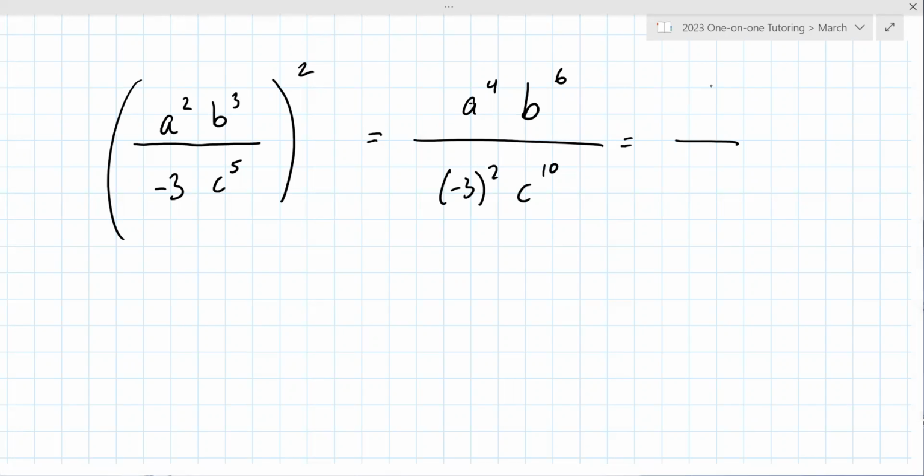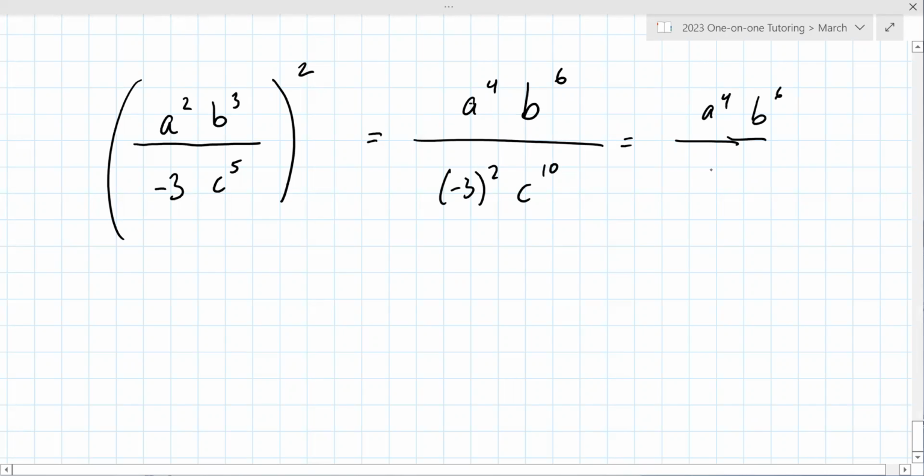Okay, so then it would be a to the 4th power, b to the 6th power, then 9, and then c to the 10th power. Very good. All right, let's do one more before we switch to square roots here.